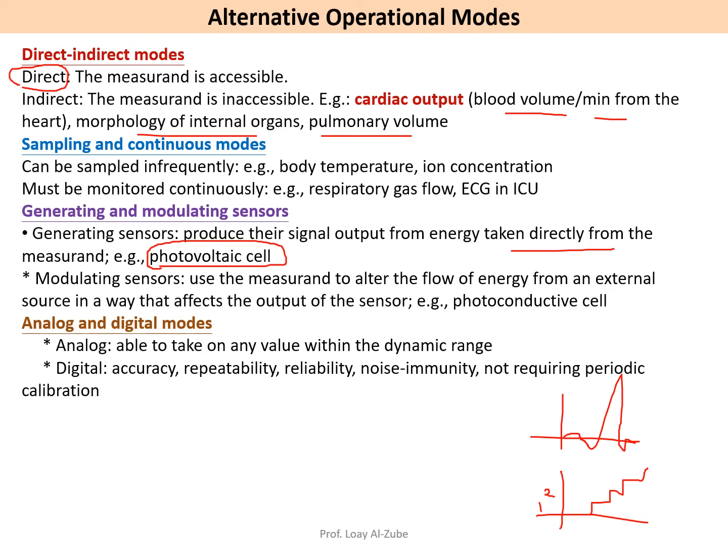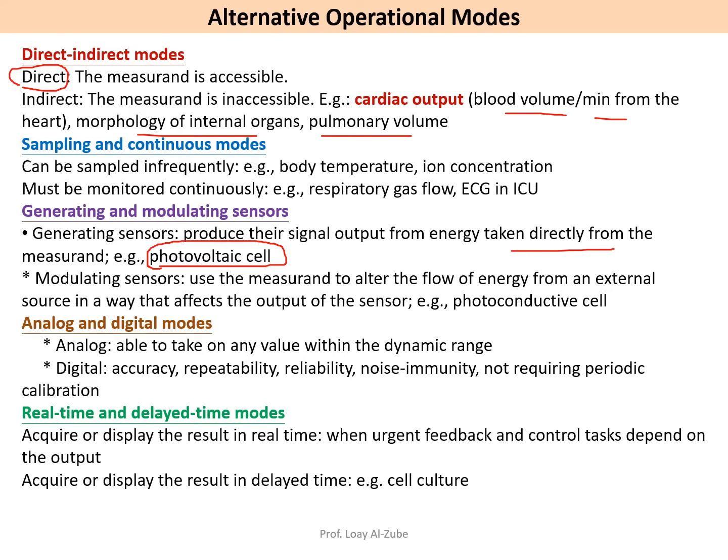So that's digital now. And why do we like to work with digital signals and data and information? Because it's accurate, repeatable, reliable, and doesn't have noise, and does not require periodic calibration. So if you are in a hospital, it's usually an analog device. Digital devices, they don't require calibration.